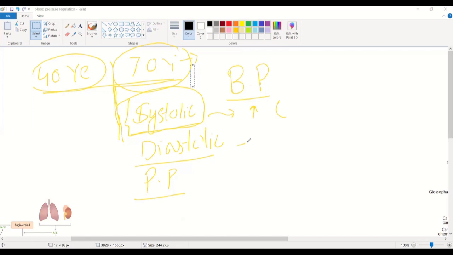Unchanged, maybe unchanged, and maybe decreased. What happens to the pulse pressure? Unchanged or increased? What is the formula of the pulse pressure? Systolic blood pressure minus diastolic blood pressure. I said it's systolic minus diastolic, SBP minus DBP.